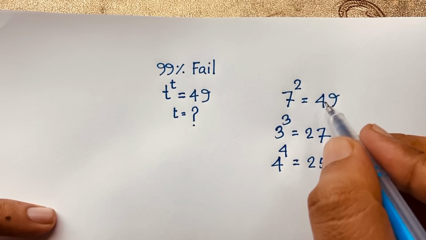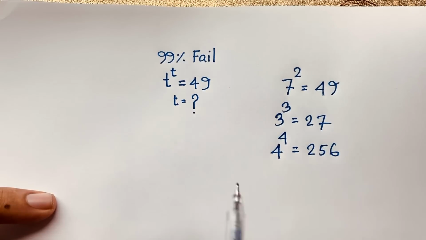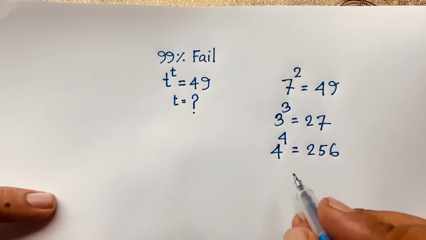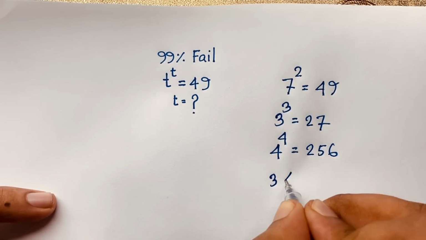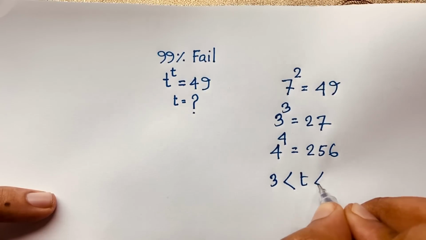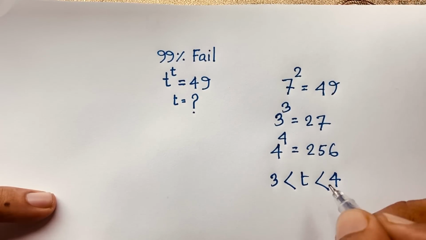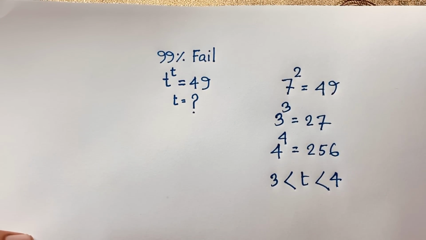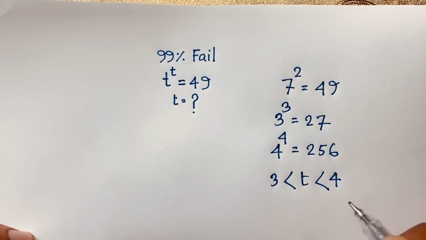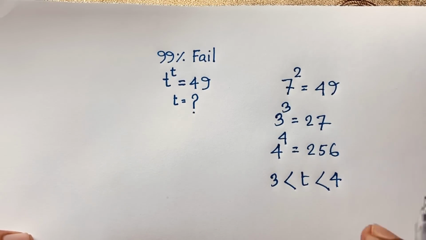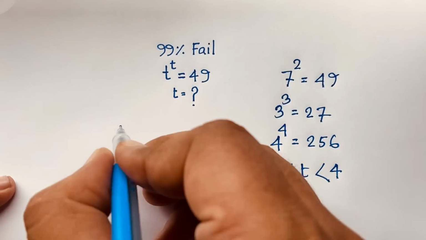So this is 27, this is 256, and this is 49. So you can easily see that this t will be between 3 and 4. So at this moment you can see this t will be 3 point something. It's okay. Now let's solve our question.